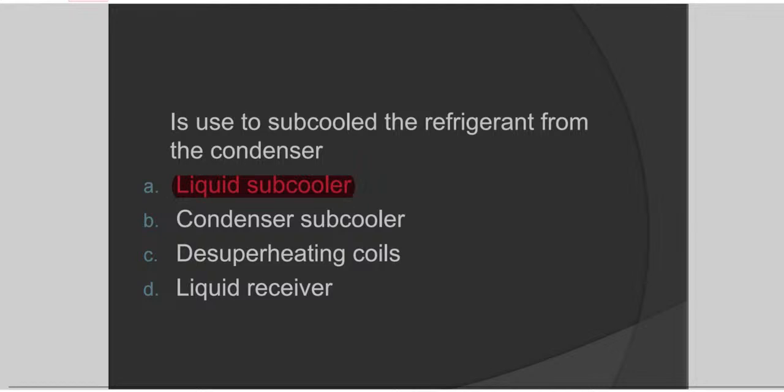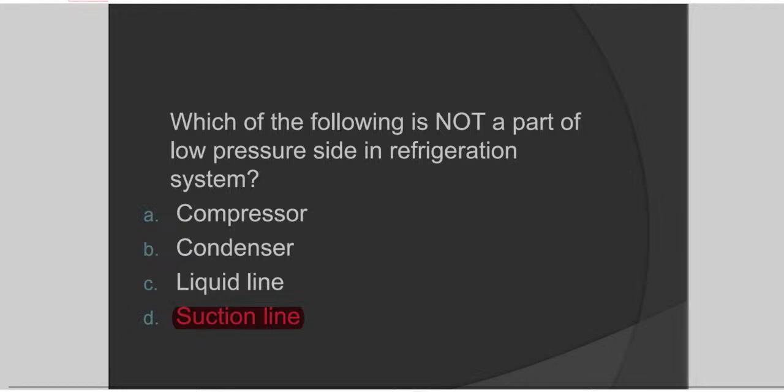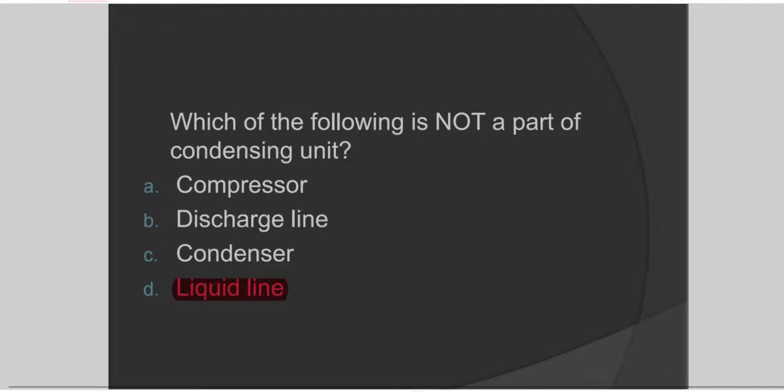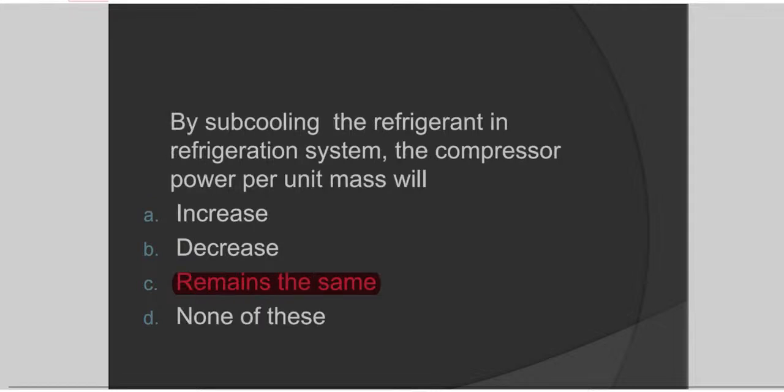Which of the following is not a part of the low pressure side in a refrigeration system? A. Compressor. B. Condenser. C. Liquid line. D. Suction line. Which of the following is not a part of a condensing unit? A. Compressor. B. Discharge line. C. Condenser. D. Liquid line.